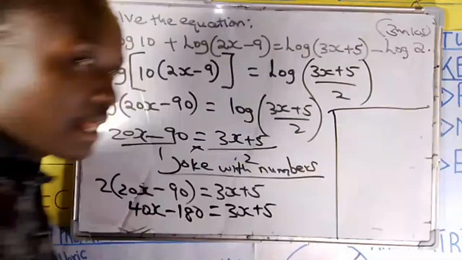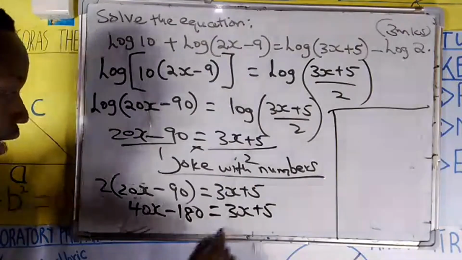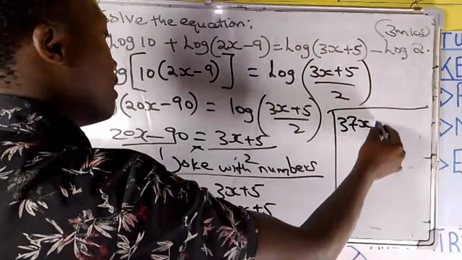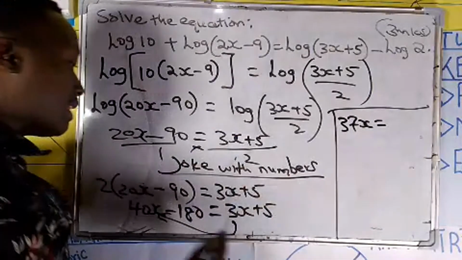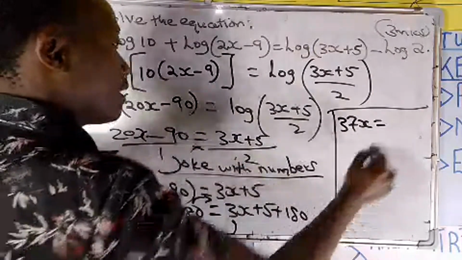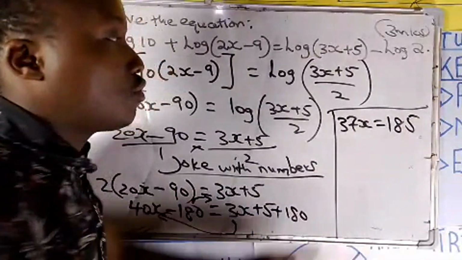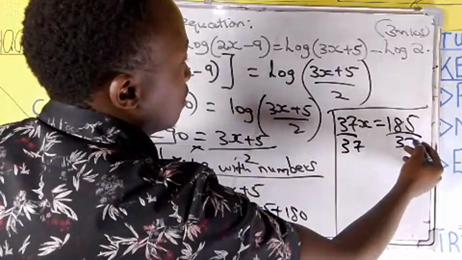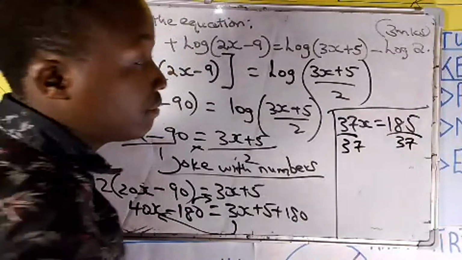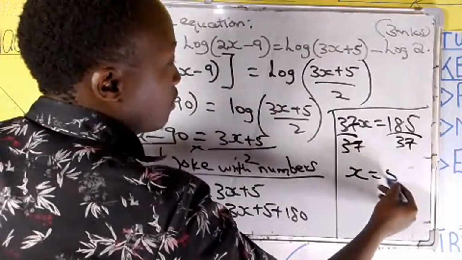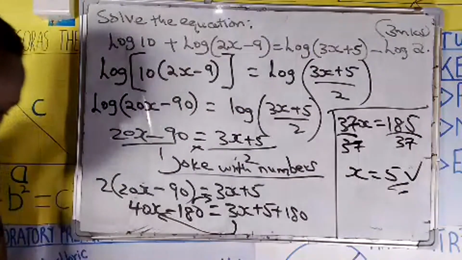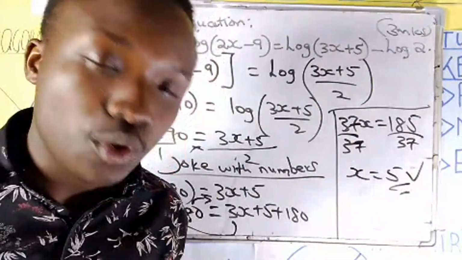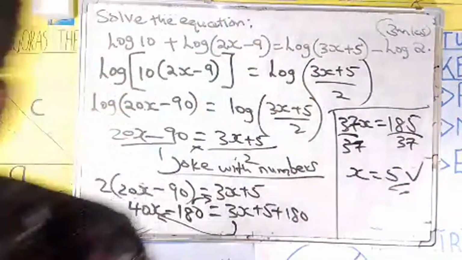Then we put our like terms together. Bring these to one side. 40x minus 3x will be 37x is equal to, take this to the other side, it will be 5 plus 180, which is 185. Take 185 and divide by 37, what do you get? You get 5. So our x will be 5 and we are done. And we are done. As simple as that. Joking with numbers.